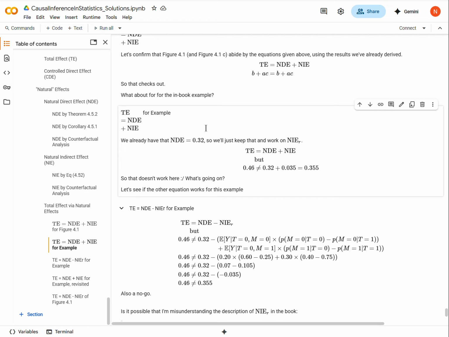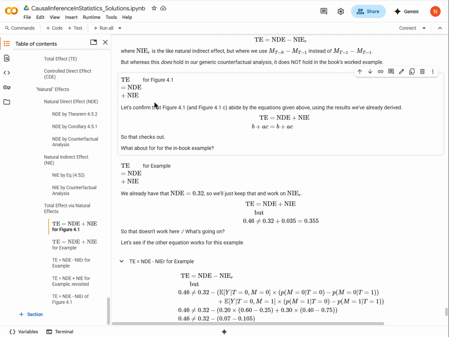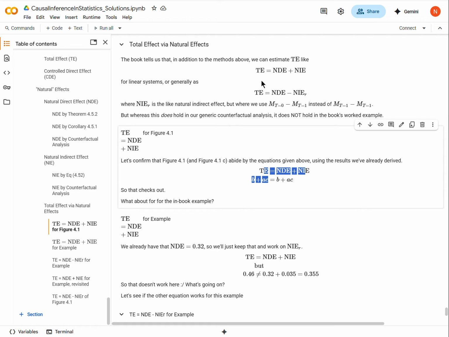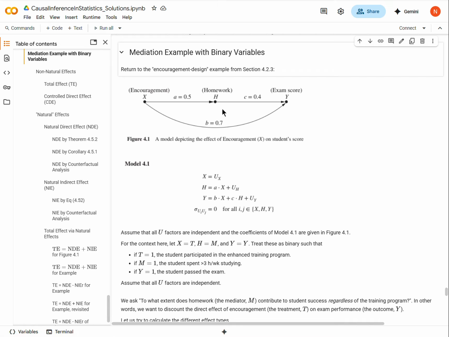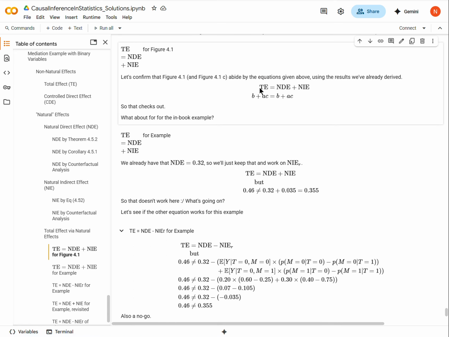Where do I want to be? Right here. Okay, so first, let's look at figure 4.1. We're going to try to find the total effect using NDE plus NIE. I'm sorry for how this renders here in Colab; I don't like how it marches down the page like that. But we'll go to figure 4.1 and see that this relationship holds. Looking at figure 4.1, it looks like this. Hopefully you're familiar with that by now, especially if you've watched the other two videos or you're following along in the book. So does TE equal NDE plus NIE?